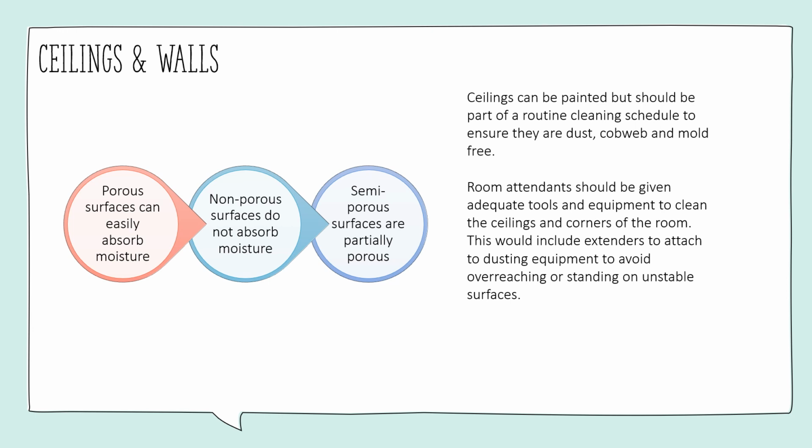Ceilings and walls fall into three categories. Porous surfaces can easily absorb moisture. Non-porous surfaces do not absorb moisture. Semi-porous surfaces are brick and stone.